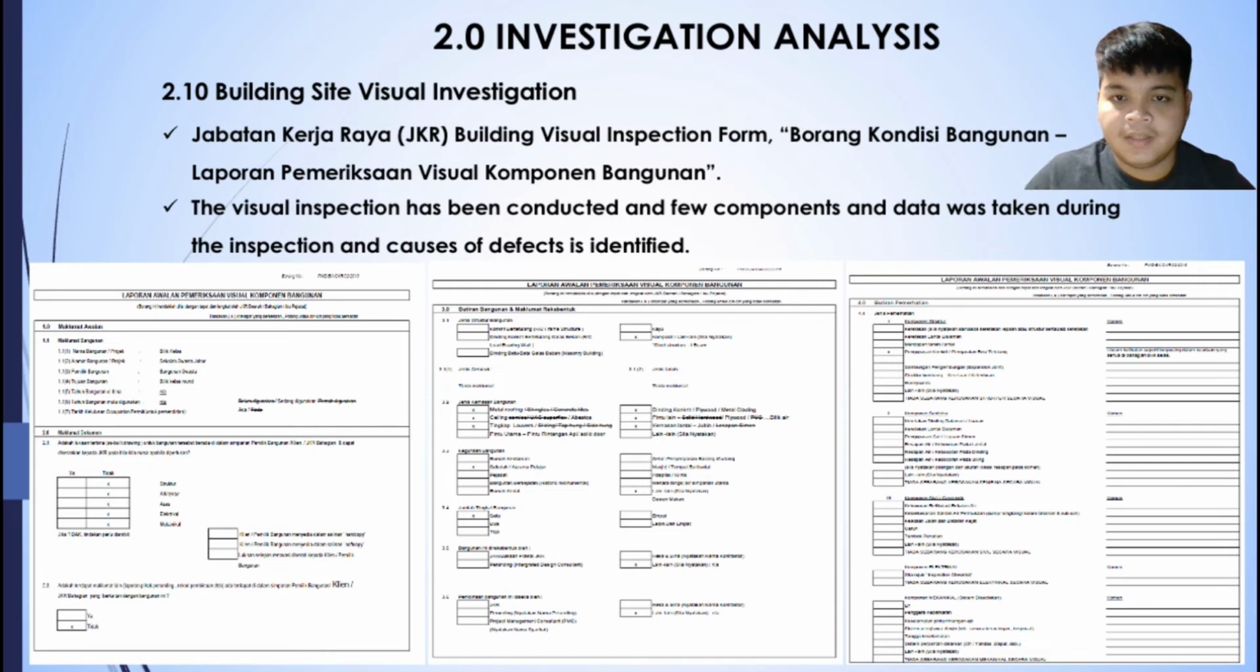As the consultant and investigation team, the first thing we do is a visual investigation of the building. Firstly, we use the Jabatan Kerja Raya Building Visual Inspection Form. The form is called Borang Kondisi Bangunan Laporan Pemeriksaan Visual Komponen Bangunan. The visual inspection was conducted, a few components and data were taken during the inspection, and the causes of defects were identified. As we can see on the slide, this is the form that we use to do the visual inspection.